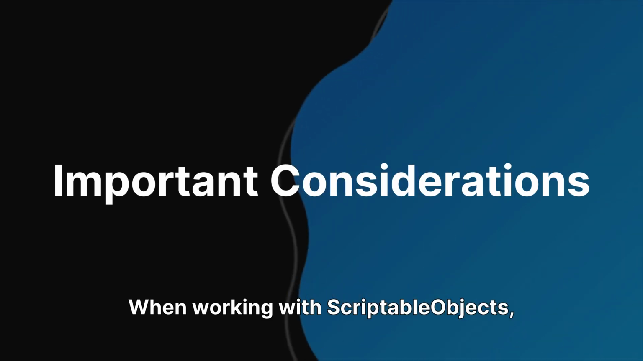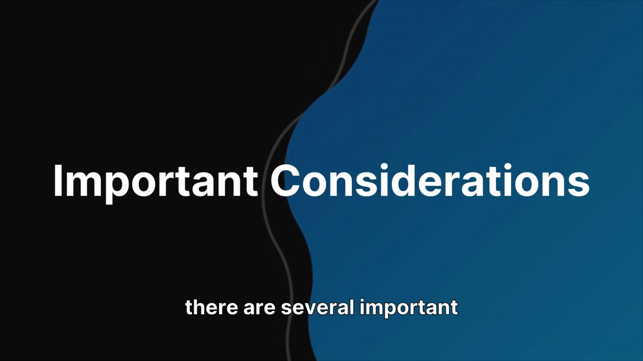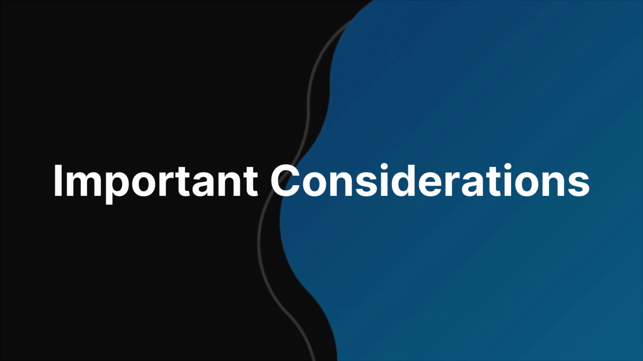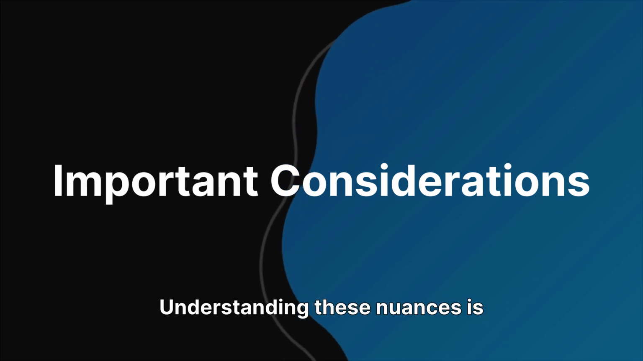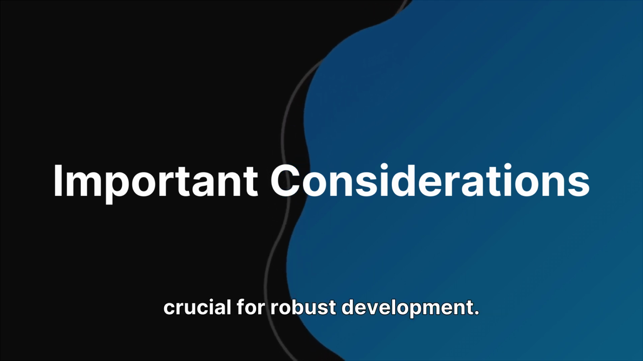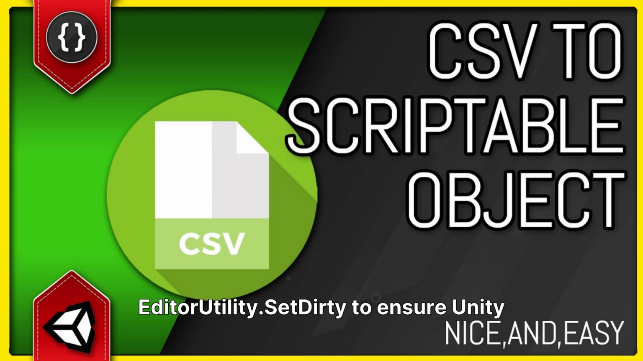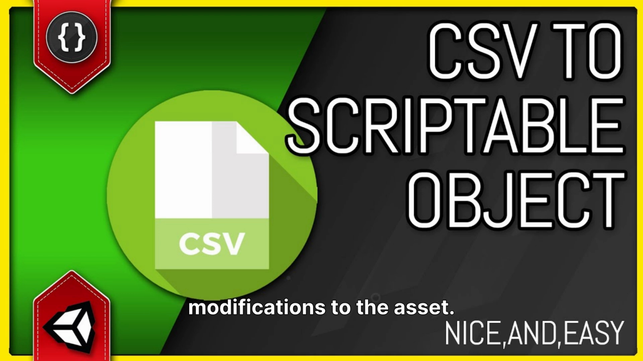When working with scriptable objects, there are several important considerations to keep in mind to ensure proper data management and avoid unexpected behavior. Understanding these nuances is crucial for robust development. In the Unity editor, changes to scriptable objects are automatically saved. However, changes made via script in edit mode might require explicitly calling EditorUtility.SetDirty to ensure Unity recognizes and saves those modifications to the asset.